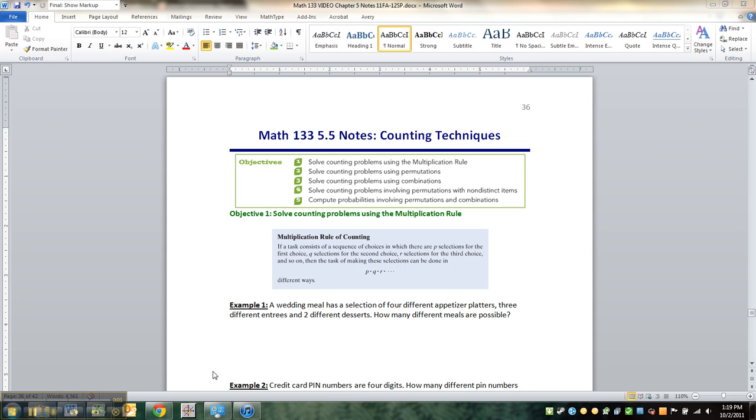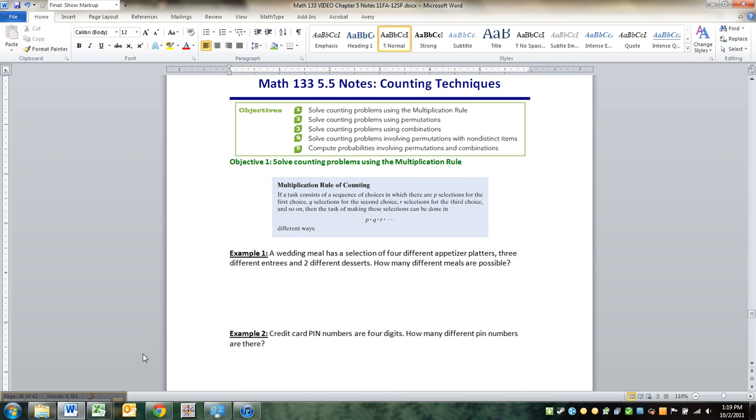It's time for the last section of Chapter 5. Huzzah! Very excited about this. Now, we've already seen this particular topic before. I felt it was important enough to mention in earlier sections, but it's back here. It's the multiplication rule of counting.